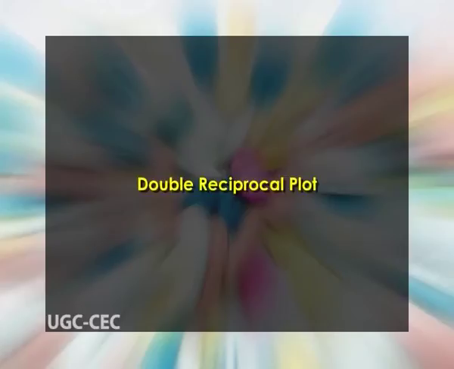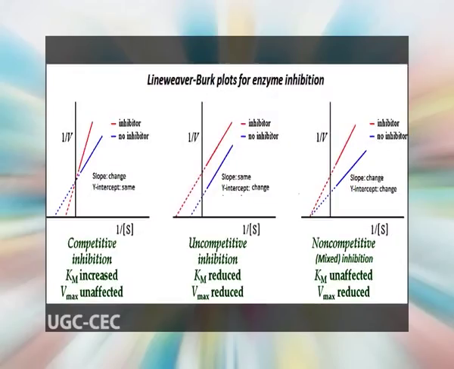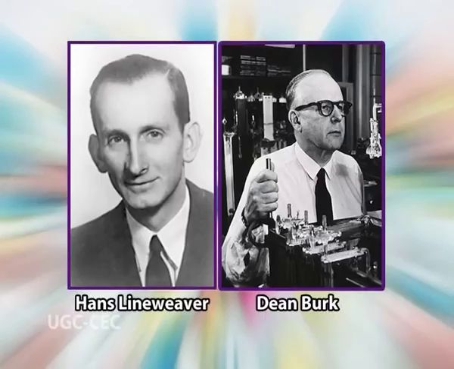Now, let us discuss the next part of our today's lecture, that is double reciprocal plot. In biochemistry, the Lineweaver-Burk plot or double reciprocal plot is a graphical representation of the Lineweaver-Burk equation of enzyme kinetics described by Hans Lineweaver and Dean Burk in 1934. The plot provides a useful graphical method for analysis of the Michaelis-Menten equation, that is V is equal to Vmax S divided by Km plus S.